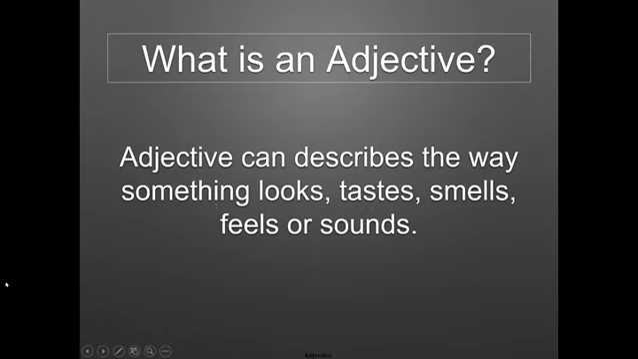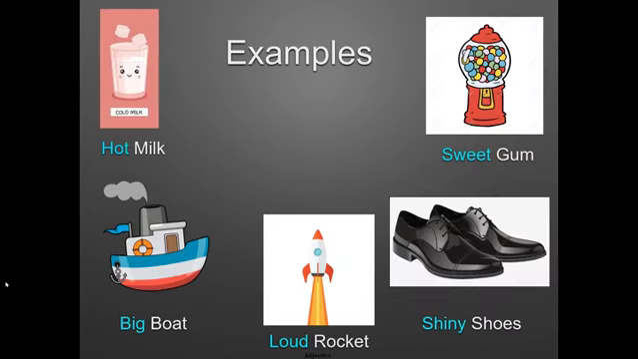What is an adjective? Adjectives are describing words. Adjectives can describe the way something looks, tastes, smells, feels, or sounds. For example, hot milk, big boat, loud rocket, shiny shoes, and sweet gum. The words hot, big, loud, shiny, and sweet are all describing words, or adjectives.